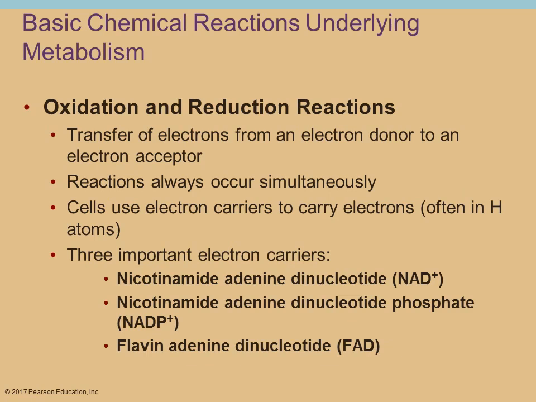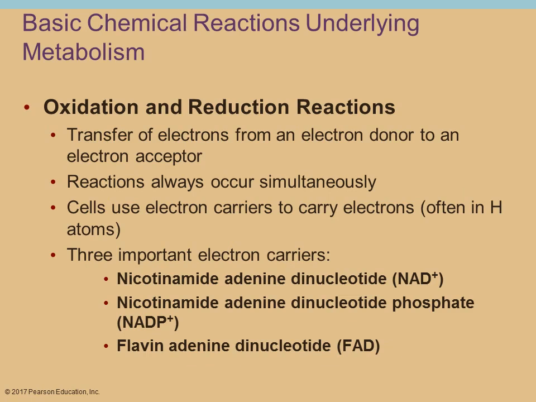There are what we call oxidation reduction reactions. Basically, what you're doing is you're moving or transferring electrons from one compound to another. So we talk about taking the electrons away from an electron donor and giving them to an electron acceptor. These two types of reactions, oxidation and reduction, must also be connected together because if somebody's receiving electrons, somebody else has to give them up.